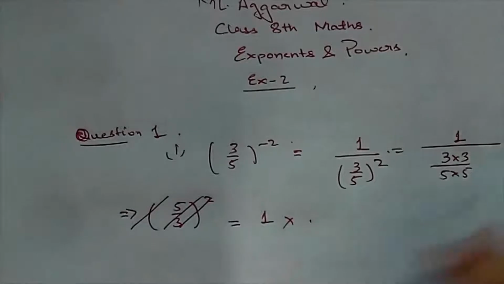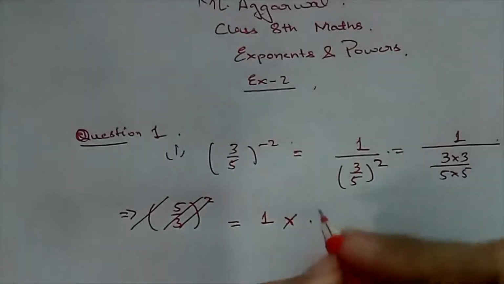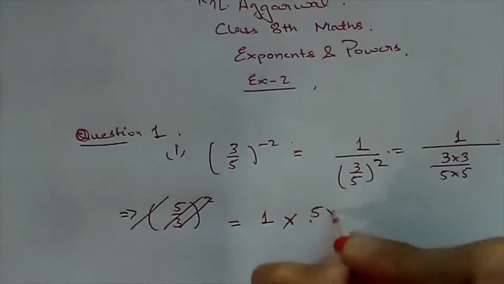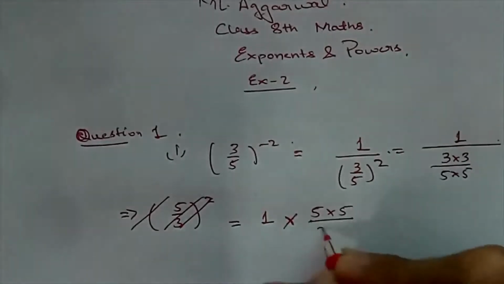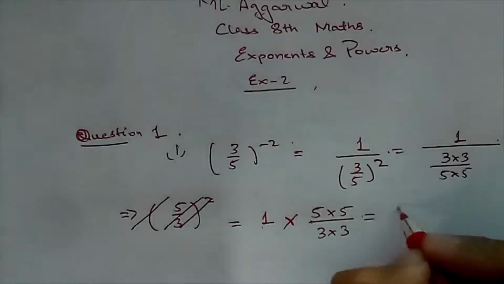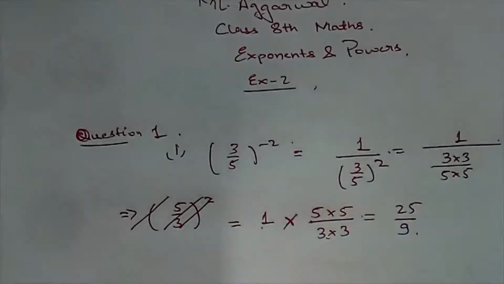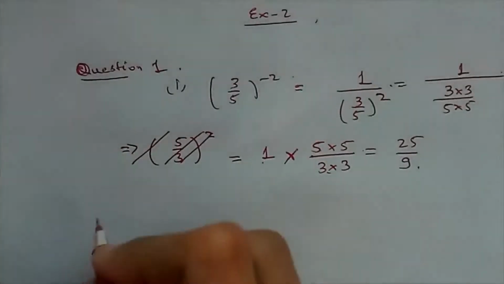1 into, so this is in the denominator. When it goes up into multiplication this term is reciprocal. So it's 5 into 5 upon 3 into 3. So the answer will be 1 into 5 into 5 is 25 and 3 into 3 is 9. So 25 upon 9 is the answer. Let's move to the second part of this question.